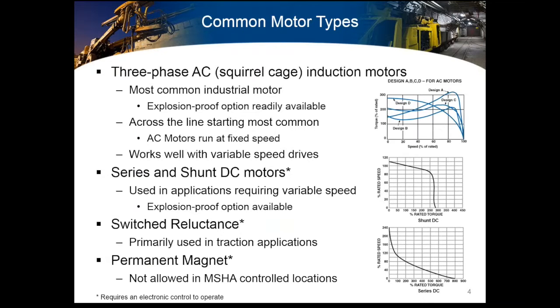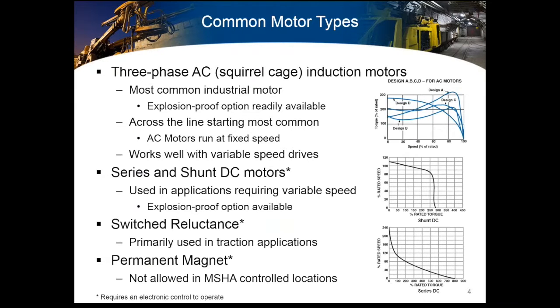If you look at the chart in the upper right-hand corner, there are four types of speed torque curves that one would encounter with induction three-phase squirrel cage motors. These are defined by National Electrical Manufacturers Association, or NEMA.